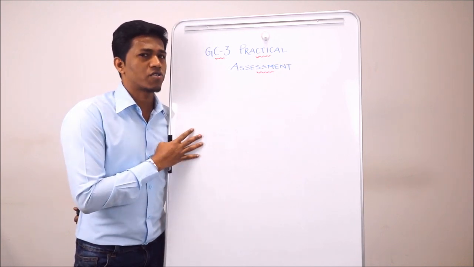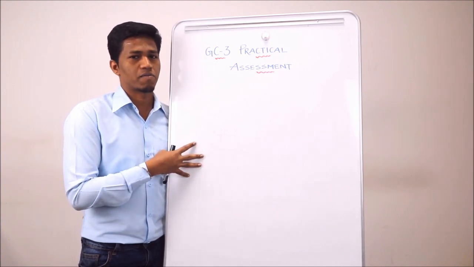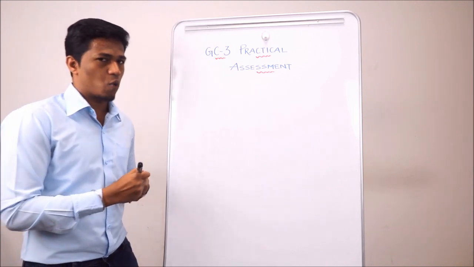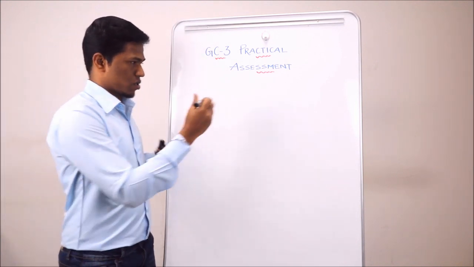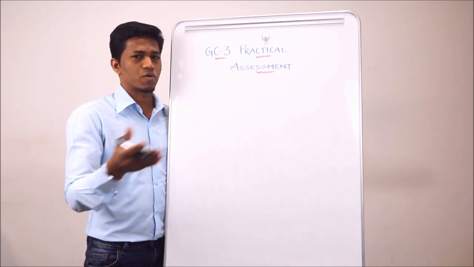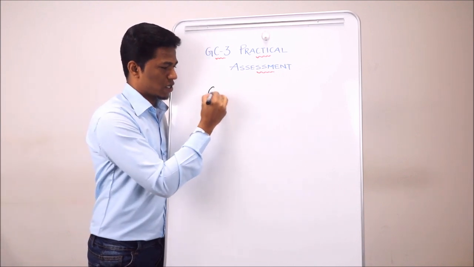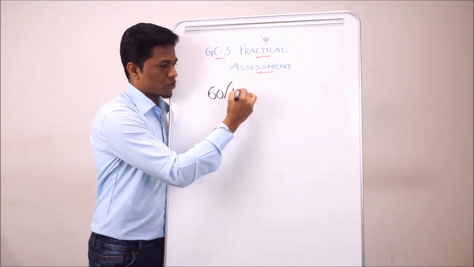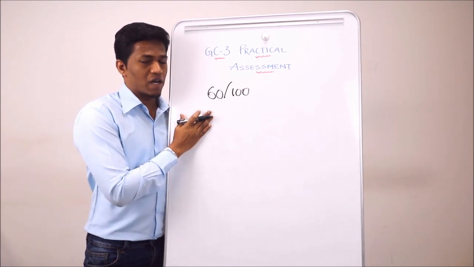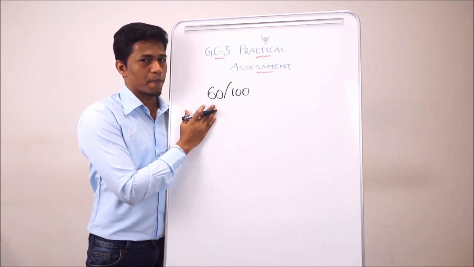Now, do we know how much to score in a practical report to pass that particular paper? For GC3, you score 60 out of 100. So we know IGC1 is 45 out of 100, IGC2 is 45 out of 100, whereas for your practical report, you need to score 60 out of 100 to pass this examination. I'll assist you to cross the 60 bar.